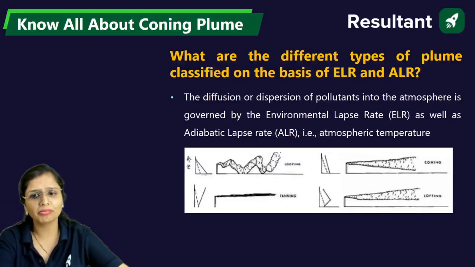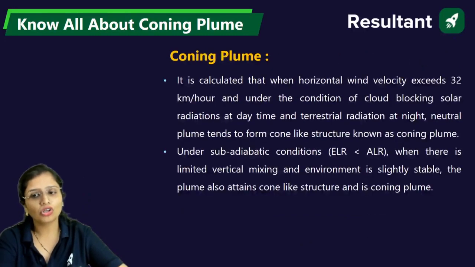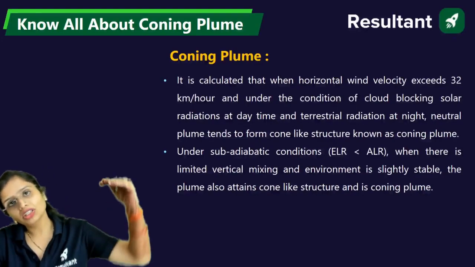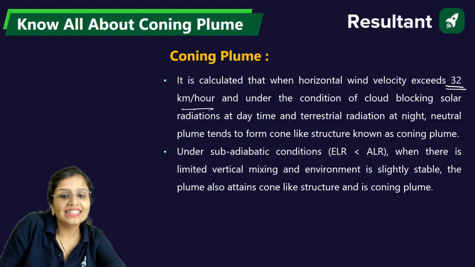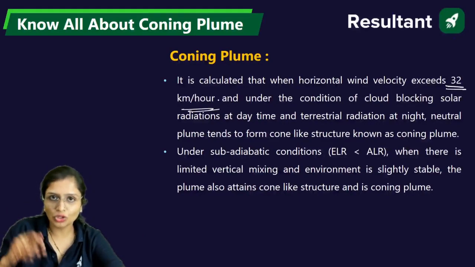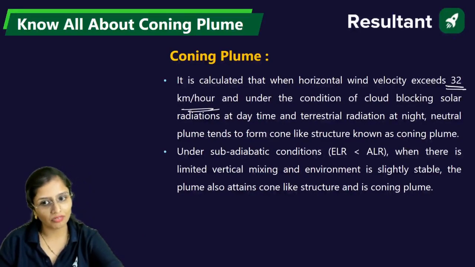Now there are different types of plumes. You classify them based on ELR and ALR. Here we have to talk about the Coning Plume. First of all, you will be calculating it when the horizontal wind velocity is exceeding, or basically it should be more than 32 kilometers per hour.